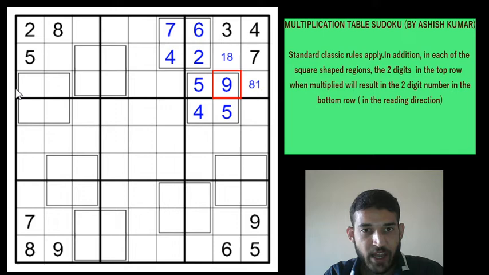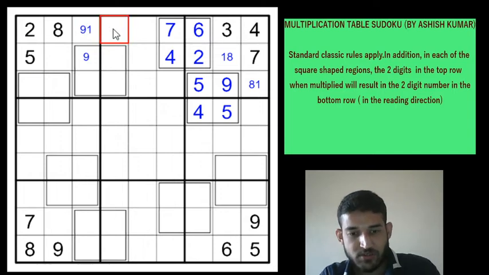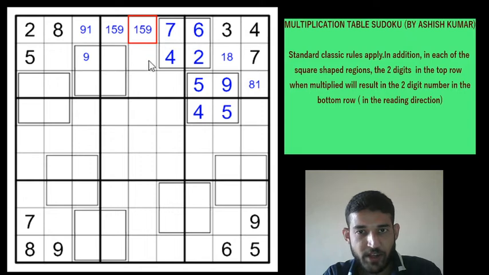Okay. You have the 9 in row 3 and the 9 in column 2. So 9 will be confined to one of these two cells in box 1. Row 1 has 6 digits. The left out digits are 1, 5 and 9, but 5 is here. So this will be 1 and 9. So this will be 1, 5 and 9, and this will be a 1, 5 and 9, right?